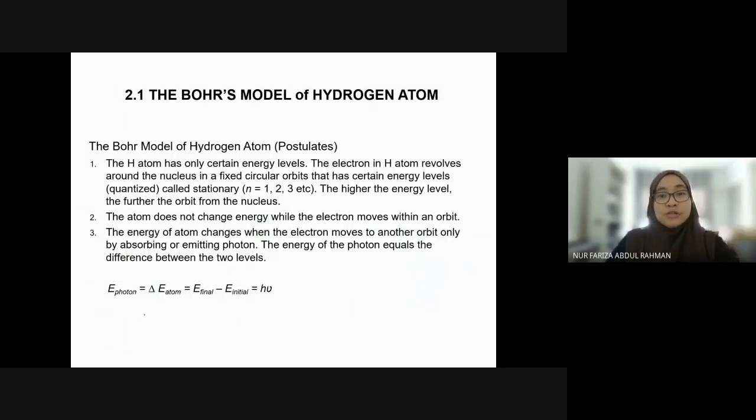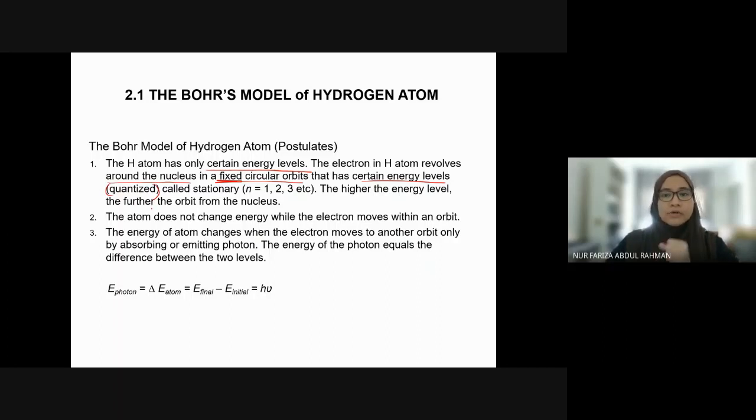So these are the postulates. Just now was like the introduction to Bohr's theory. These are the postulates postulated by Bohr. Bohr introduced 3 postulates. The first one, he mentioned that the hydrogen atom has only certain energy levels. So the electron in the hydrogen atom revolves around the nucleus in fixed circular orbits that have a certain energy level. So this is what we call quantized.